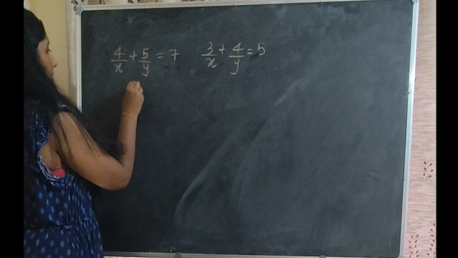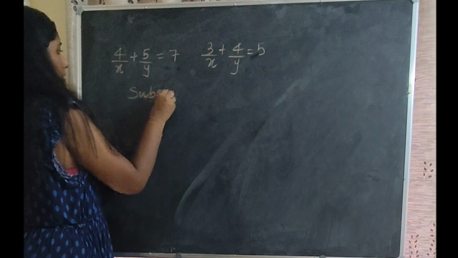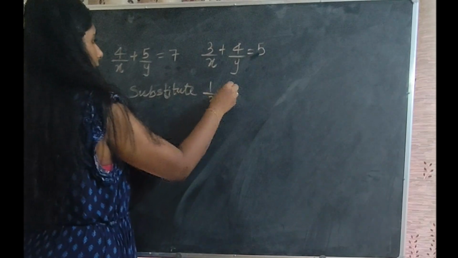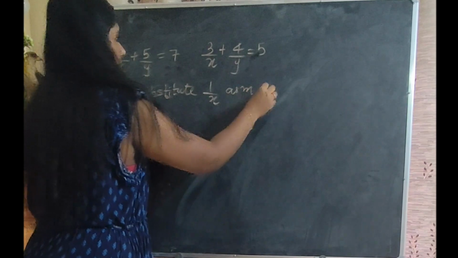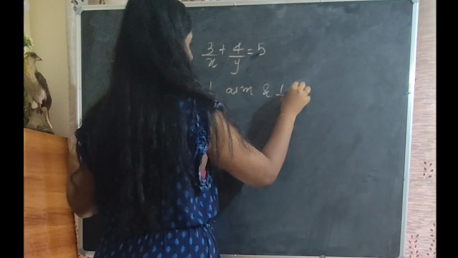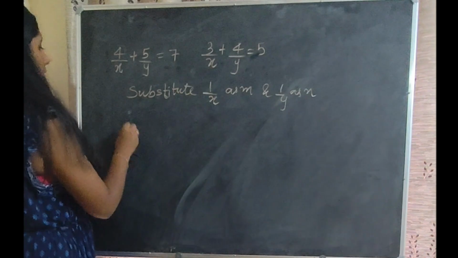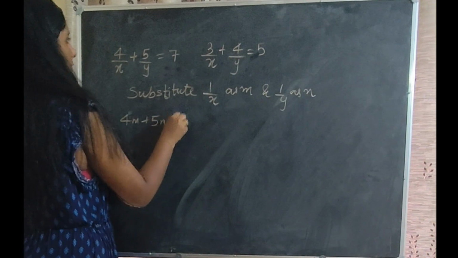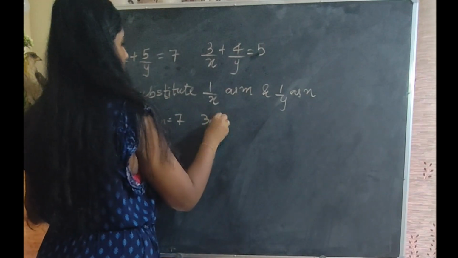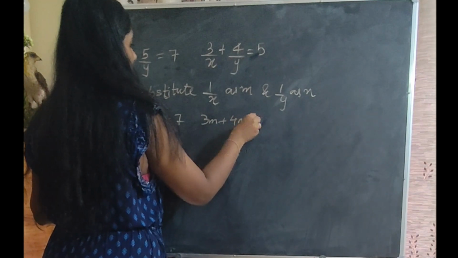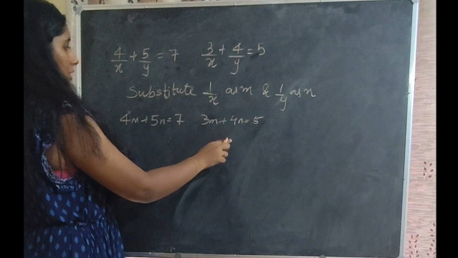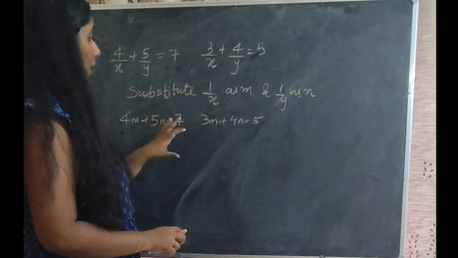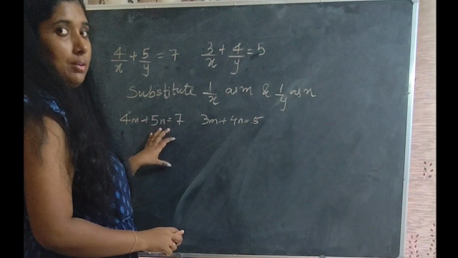So now we will substitute 1 by x as m and 1 by y as n. When you substitute this, you will get 4m plus 5n is equal to 7 and 3m plus 4n is equal to 5. Now you need to solve these two equations. Either you eliminate m or you eliminate n, as we had learned before.